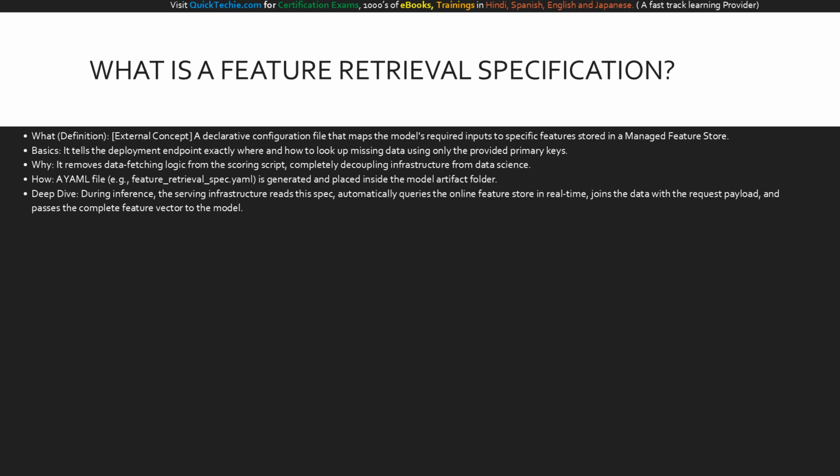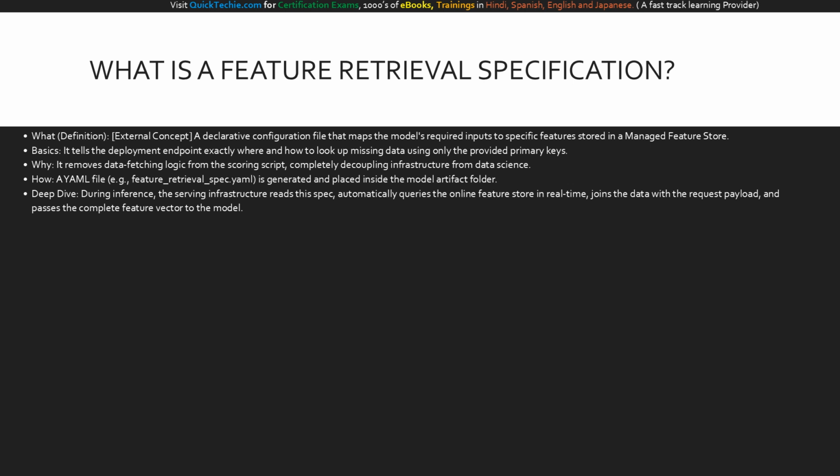You simply place this YAML file alongside your model. During real-time inference, the underlying Azure infrastructure automatically reads the spec, looks up the necessary data using the provided primary keys, and feeds a perfectly formatted feature vector directly into the model.